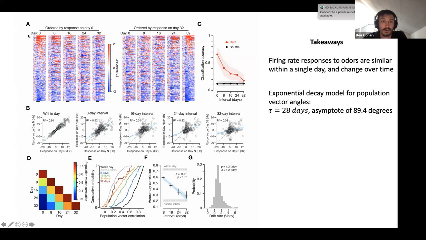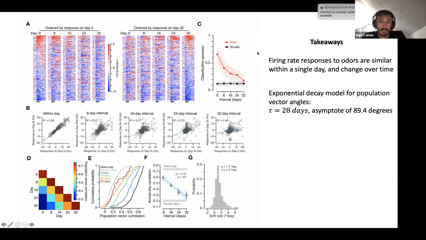And if you apply this ordering on each of the subsequent days where the rats, or rather the mice, smell these odors, you can see that the ones that used to respond a lot to this odor are changing and not as responsive later on. Meanwhile, the ones that used to be anti-correlated with this odor, this pattern just washes out. So this demonstrates that there's some drift going on. The right panel is the opposite version of it. They sorted based on activity on day 32.